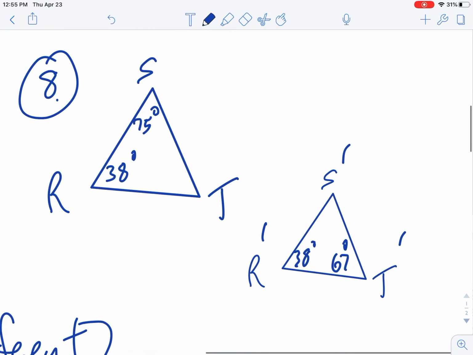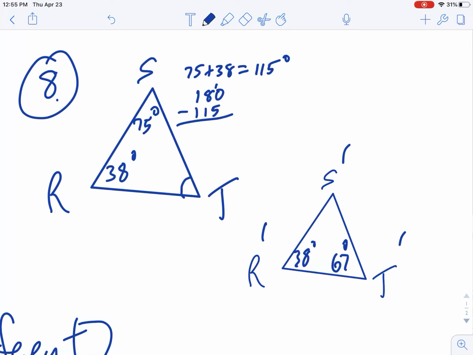Well, I hope you remember from geometry that in a triangle, all three angles have to add up to 180. So if you take 75 plus 38, that is 115. Subtract 115 from that 180. You get 70. Ooh, no.